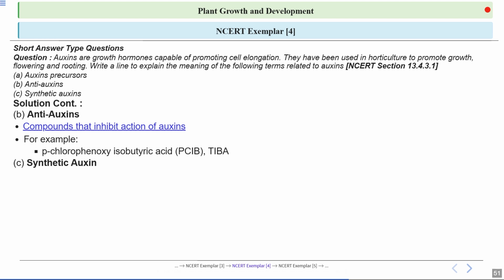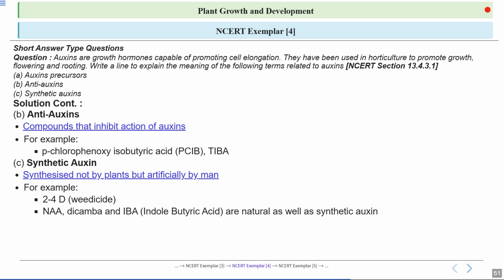Synthetic auxins are some of the chemical based auxins. So they are synthesized not by the plants but artificially by humans. Examples: 2,4-D, this is used as a weedicide. Other examples: naphthalene acetic acid, dicamba, IBA, that is called indole butyric acid. These are some of the examples of the synthetic auxin.